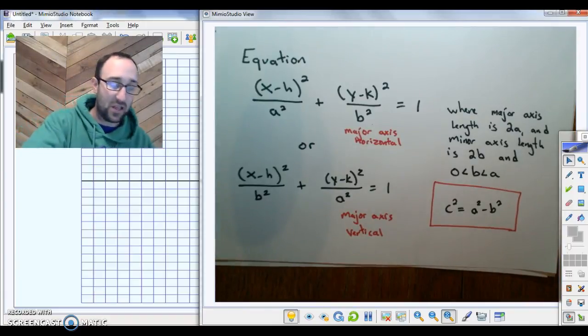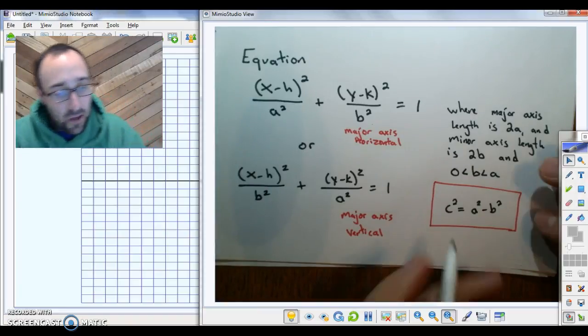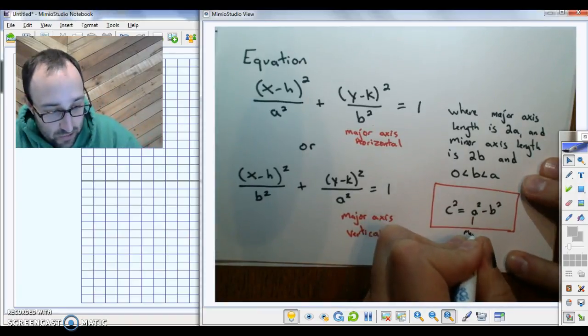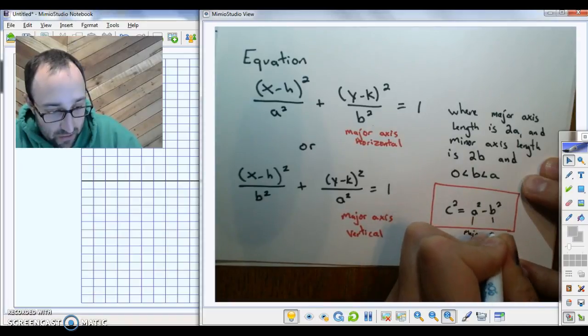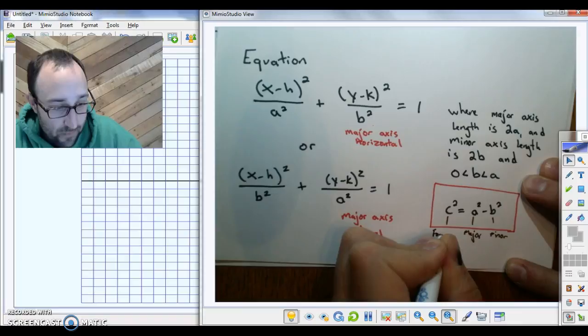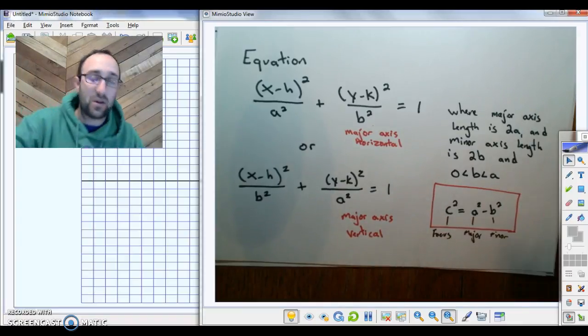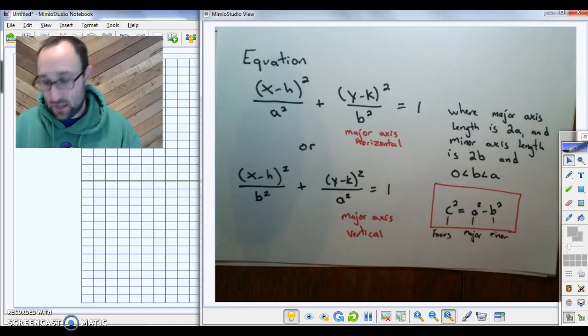You say, wait a minute, that's not the Pythagorean theorem that I've learned for many, many years. You're right. a is part of the major axis, b is part of the minor axis, and c helps you know where the focus is. So c tells you where that focus is going to be, and we're actually going to use that right now.